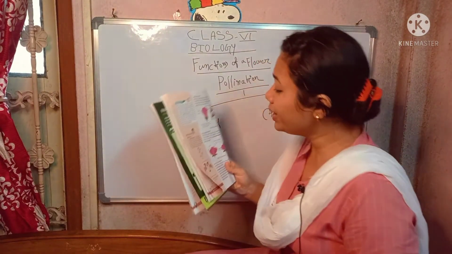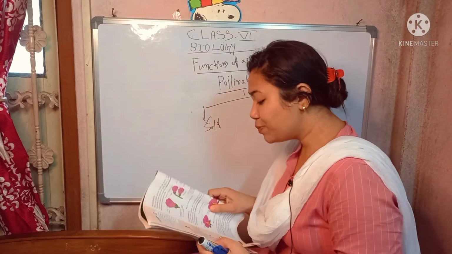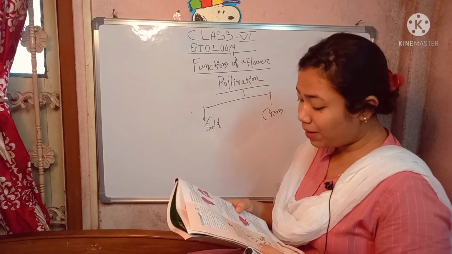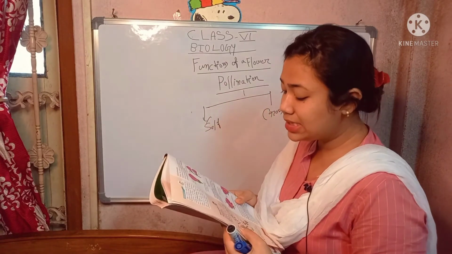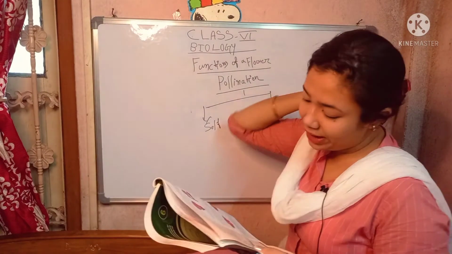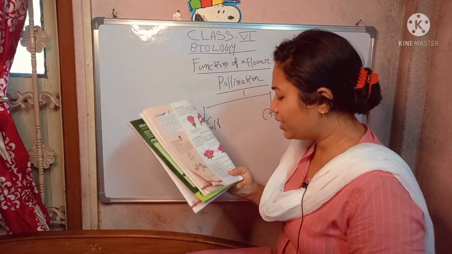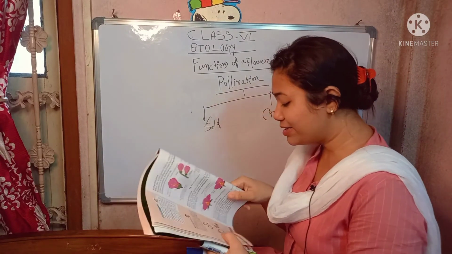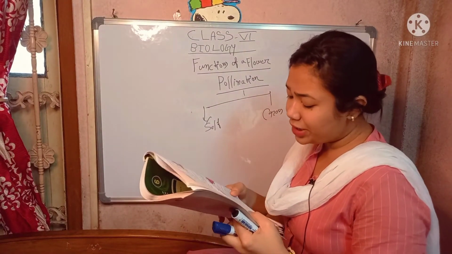Now, we will come to the point cross-pollination. When the pollen grains are transferred from the anther of one flower to the stigma of another flower of the same type, this is termed as cross-pollination. It occurs through external agents. Now we will be discussing the agents of cross-pollination. Cross-pollination takes place by various external agents like wind, water, insects.